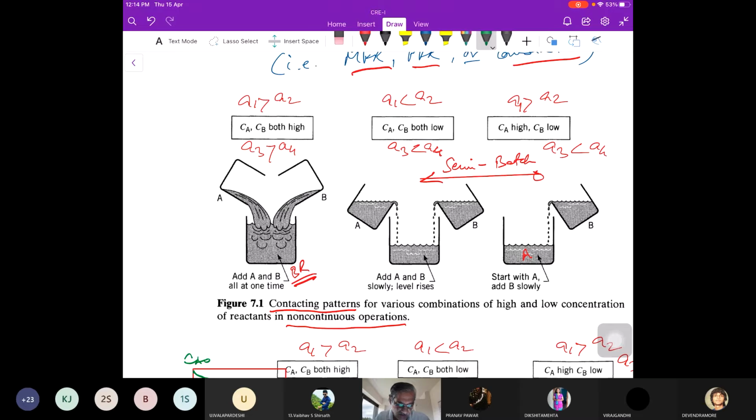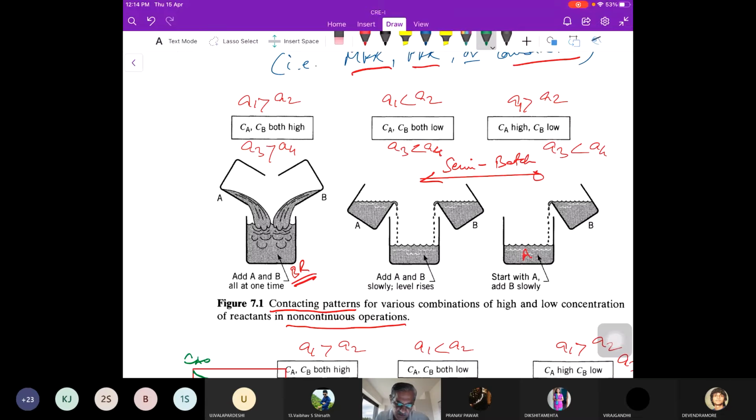If A1 is less than A2, that means concentration of A should be low, and A3 is less than A4, that means concentration of B should be low, so both A and B should be low. Then we add slowly. जितना रिएक्ट ऐड करेंगे उतना रिएक्ट हो जाएगा, कॉन्सेंट्रेशन यहाँ पर लो रहेगा. यहाँ पर क्या है, सब ऐड कर रहे हैं, धीरे धीरे रिएक्ट होगा तो कॉन्सेंट्रेशन हाई रहेगा, राइट. So this is semi-batch, this is batch reactor.